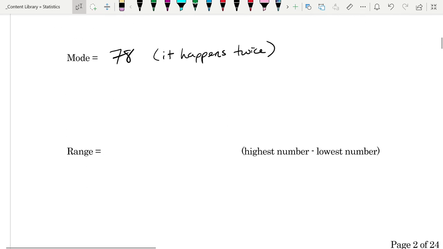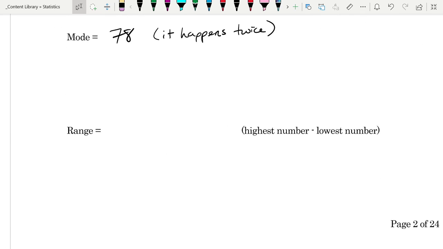This guy is kind of different. This range isn't really a measure of the center of my data. It is a measure of, fancy word here that I'm not sure I can spell, it's a measure of dispersion. I think I spelled that word right. In other words, it's a measure of how spread out my data is.